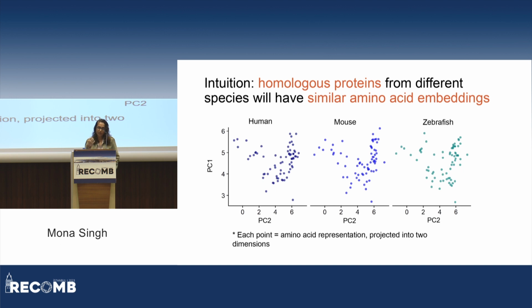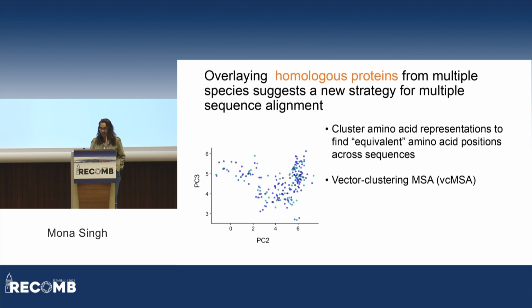And the overall intuition of our method is that homologous proteins from different species will have similar amino acid embeddings. So here's an example of three homologous protein sequences from human, mouse, and zebrafish. Each point here is an amino acid, its vector representation projected onto two dimensions. And you see this kind of visually apparent pattern. And so that makes you think that if you overlay homologous proteins from multiple species, this is going to suggest a new strategy for sequence alignment. Namely, you can cluster amino acid representations to find so-called equivalent amino acid positions across sequences.